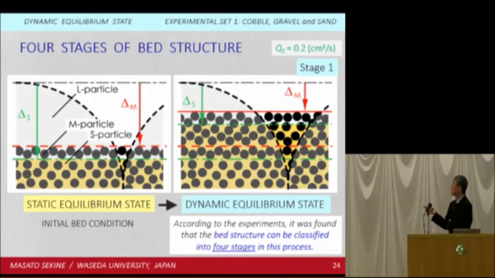This is the state at stage 1. The detail of this stage will be explained later on another slide. Stage 1, here is the supply rate of S particles, 0.2, stage 2, stage 3, and 4.